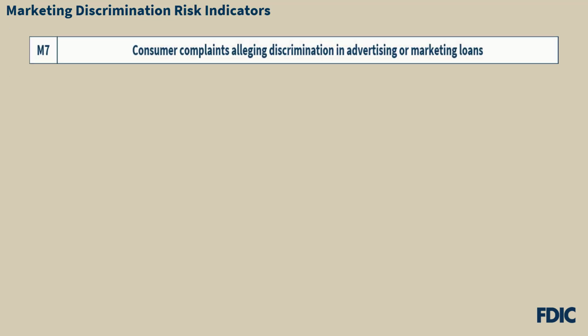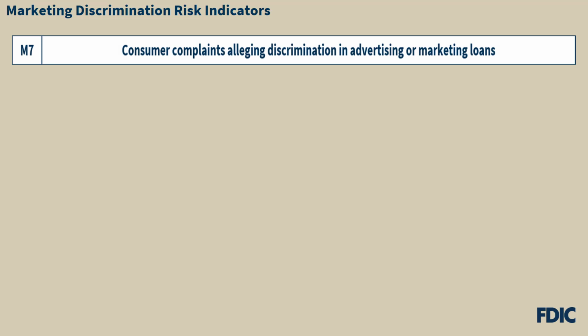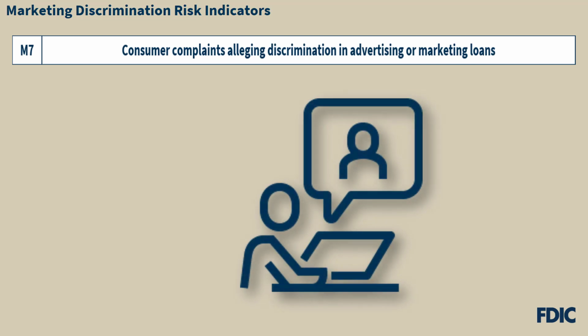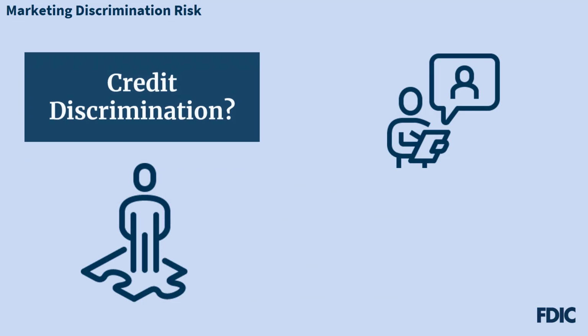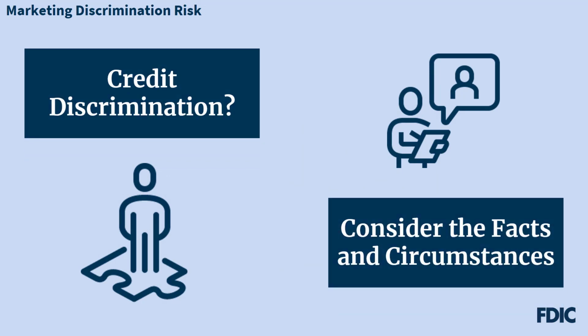The final risk indicator is consumer complaints alleging discrimination in advertising or marketing loans. Complaints about advertising can provide helpful insight into fair lending risks associated with a bank's practices. Complaints might raise concerns about advertisements that include images or the depiction of people that imply that certain demographic groups are disfavored on a prohibited basis. While we've gone through the marketing risk indicators in several examples, we want to note that specific findings of illegal credit discrimination in marketing would depend on the facts and circumstances of the situation.